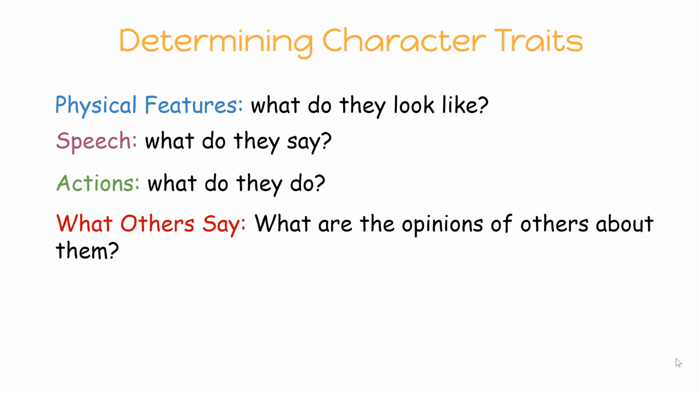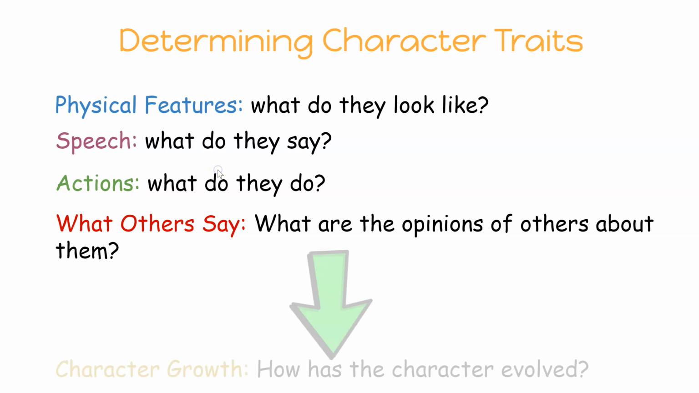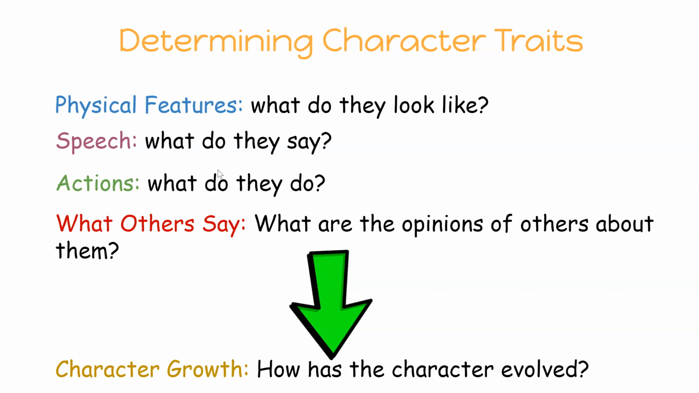We can even analyze what other characters say. What are the opinions that other characters have about them? If we take a look at these things, we can correctly identify a character's trait. And if we put these all together, thinking about how they change from the beginning of a text to the end of a text, we can understand the character's growth. How has that character evolved or changed?